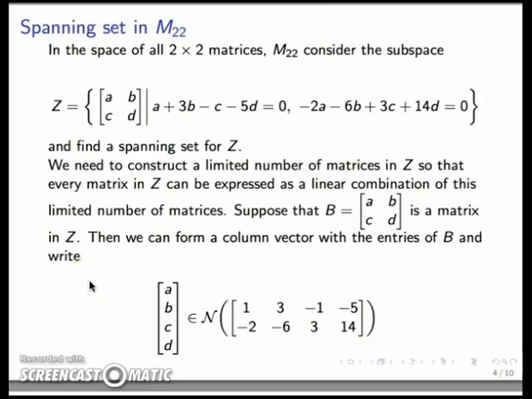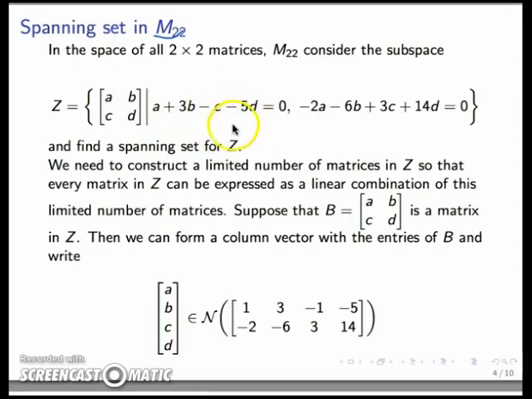And now we revisit this example of a subspace. This is a specific example we had previously worked with. This is a specific subspace of M sub 2,2. These are 2 by 2 matrices such that the entries of those matrices satisfy these two equations, and we consider A, B, C, and D as unknowns or variables.